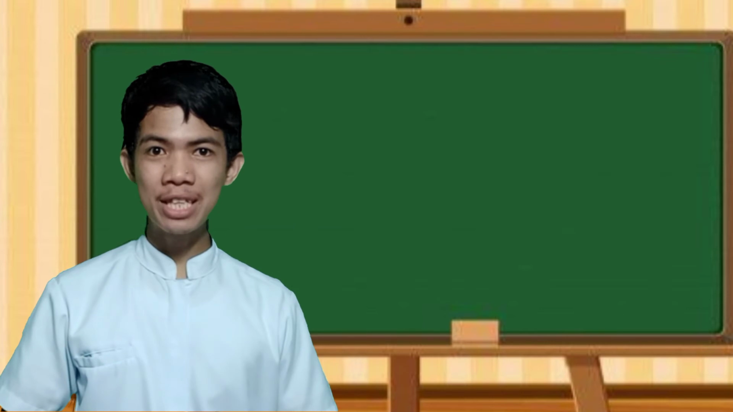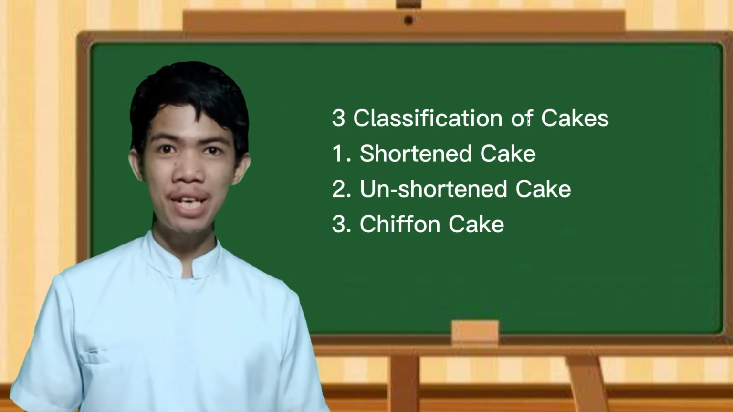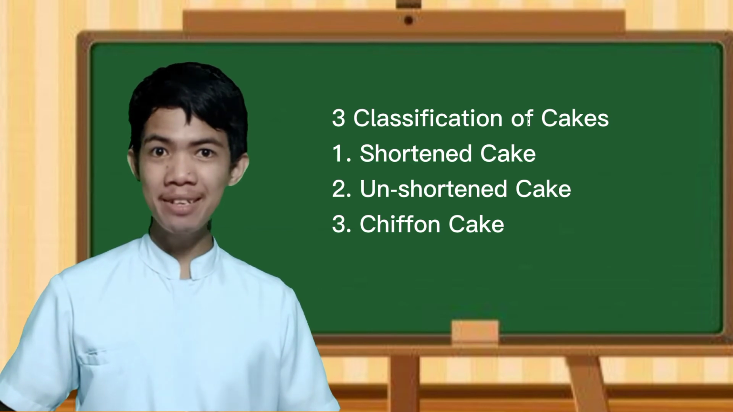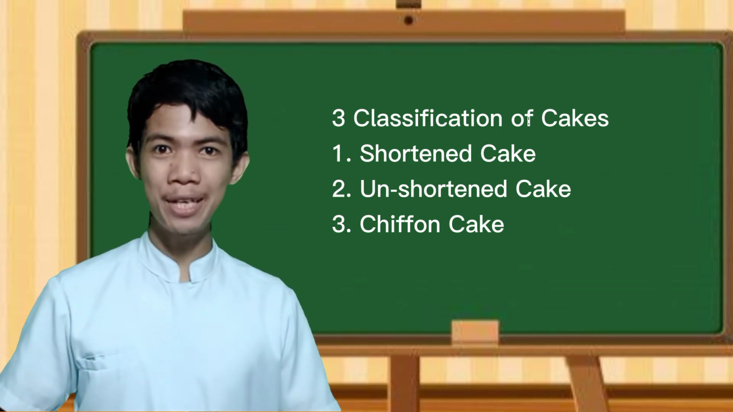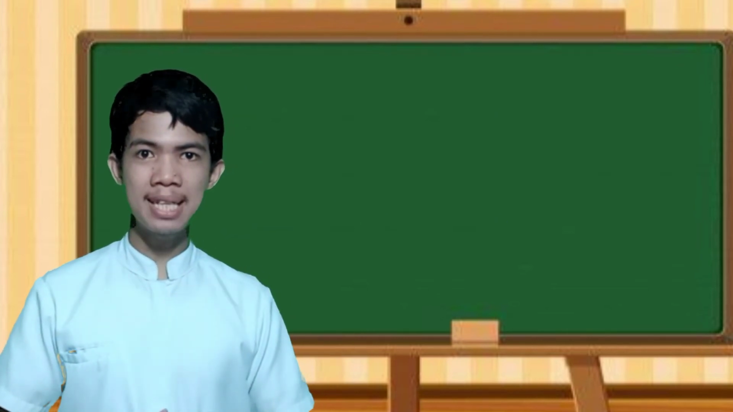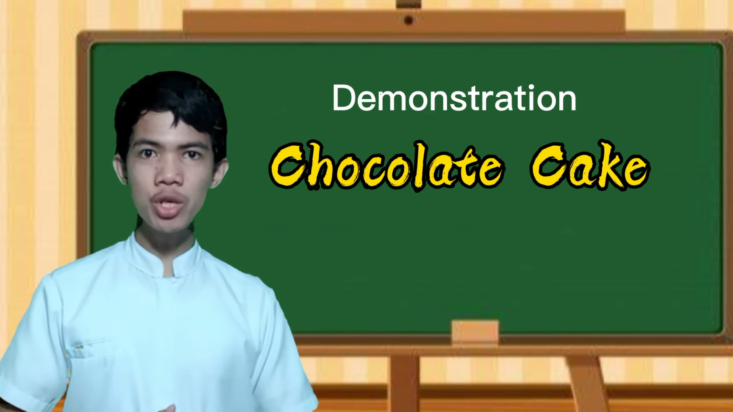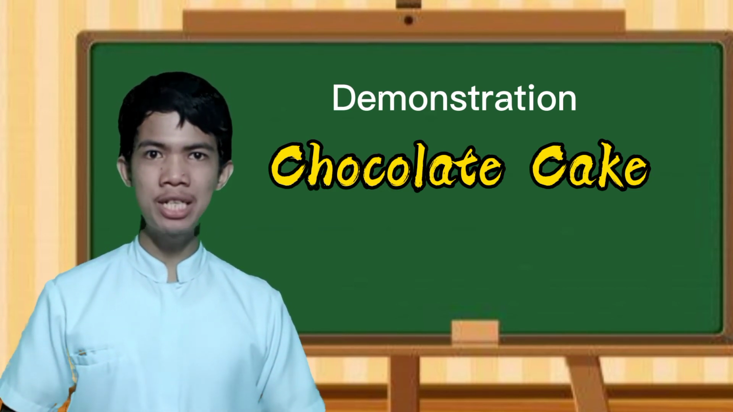Can you recall the three classifications of cakes? The three classifications of cakes are shortened cake, unshortened cake, and chiffon cake. So, for the last part of this lecture, I will demonstrate to you how to make chocolate cake, one of the sample recipes in shortened cake.